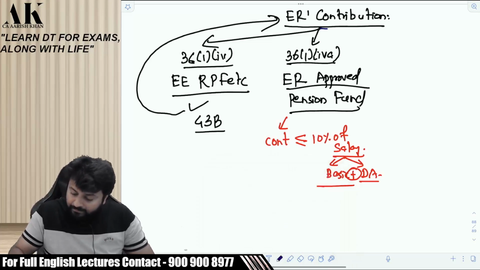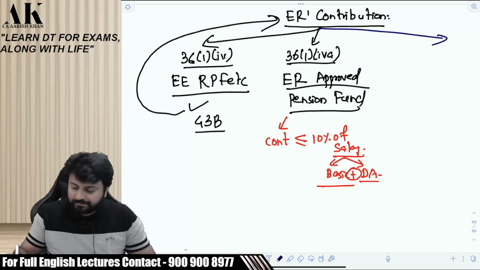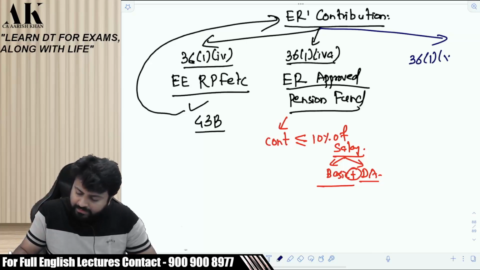Anyways, coming to the third section. Third benefit given by employer, 36(1)(v).